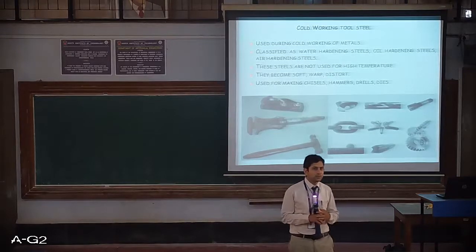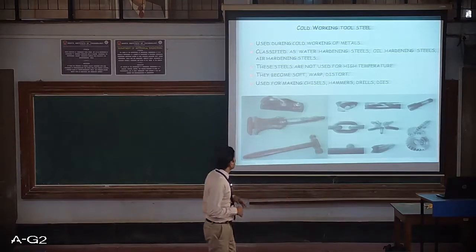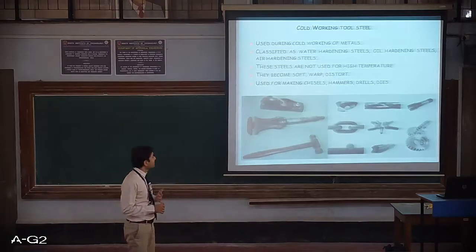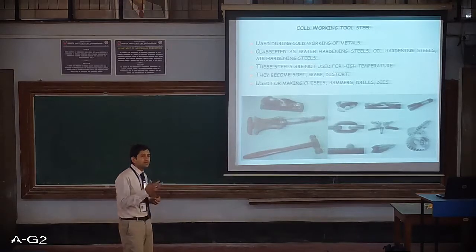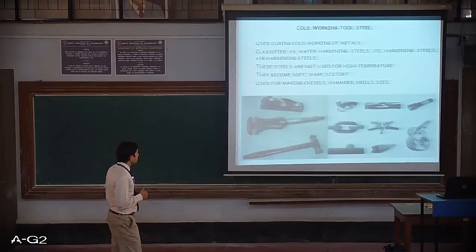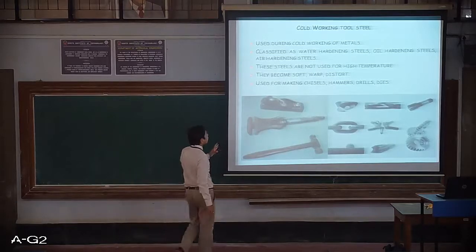Cold working tool steels are used during cold working of metals. They are classified as water hardening steels, oil hardening steels, and air hardening steels. That is the manner by which they are being made. These are some of the examples of the cold working tool steels.